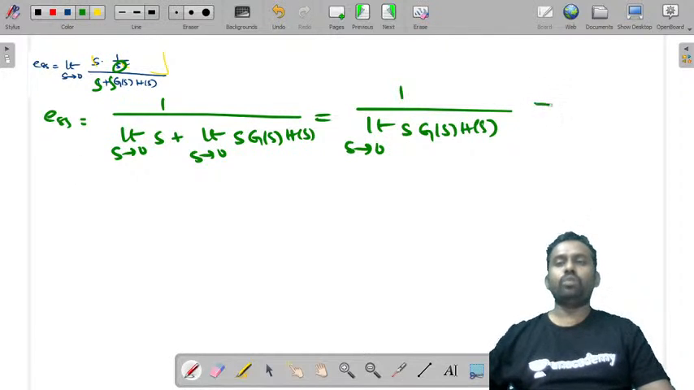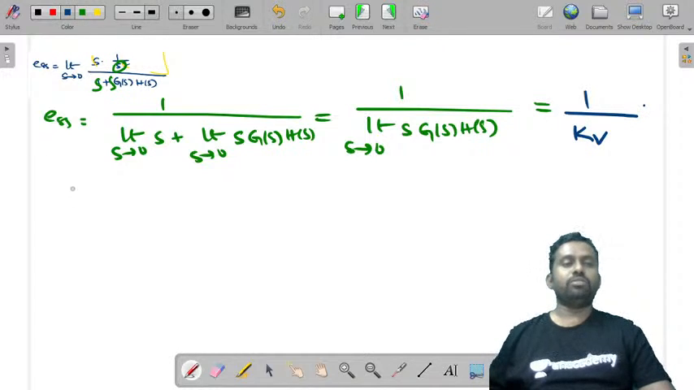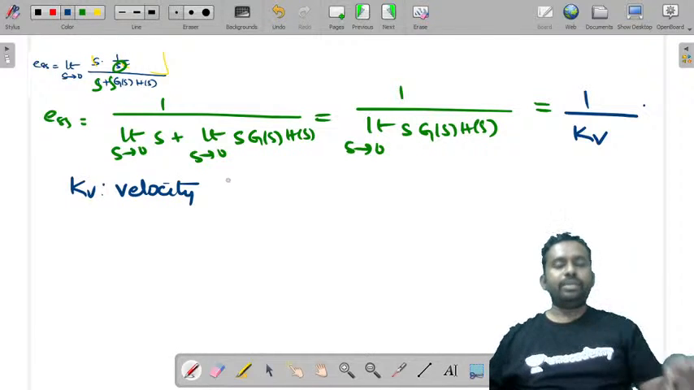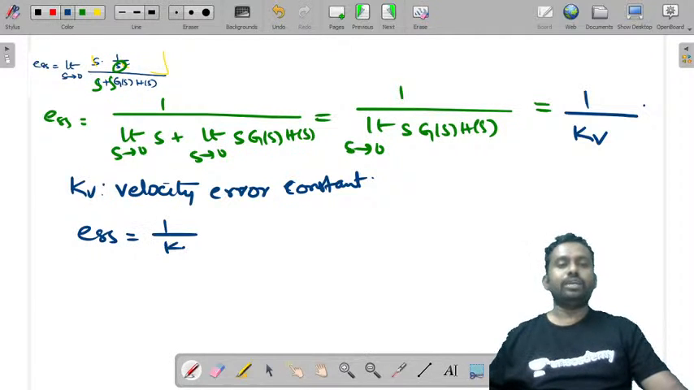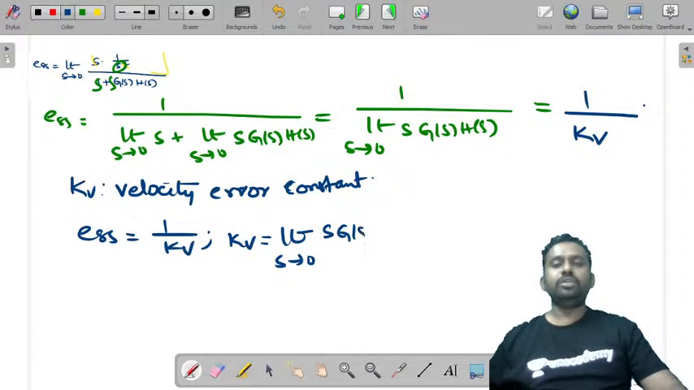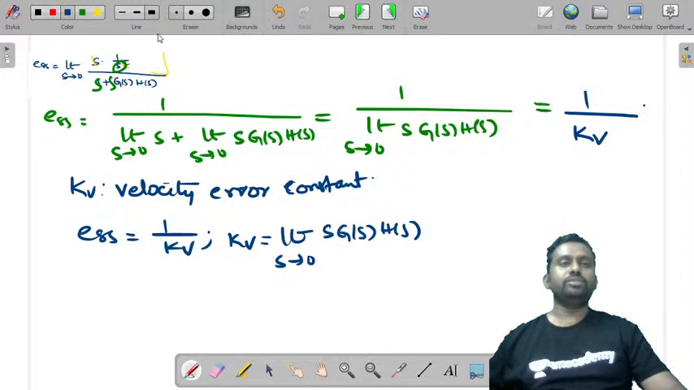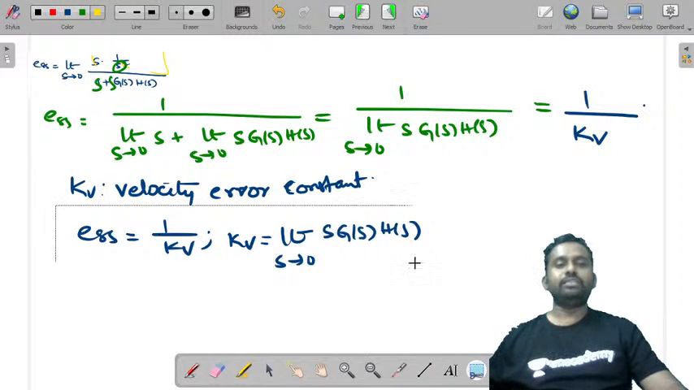This is called 1 by kv, where kv is the velocity error constant. What was kp? It's the positional error constant, and kv is the velocity error constant. Now ess is 1 by kv, and kv is equal to limit s tends to 0, s into g of s into h of s. With these values, let's find the steady state error for different types of systems. Now let's take this to the new slide.